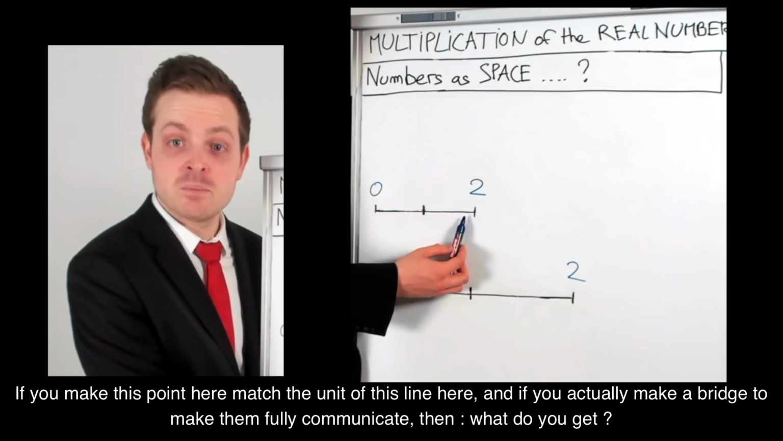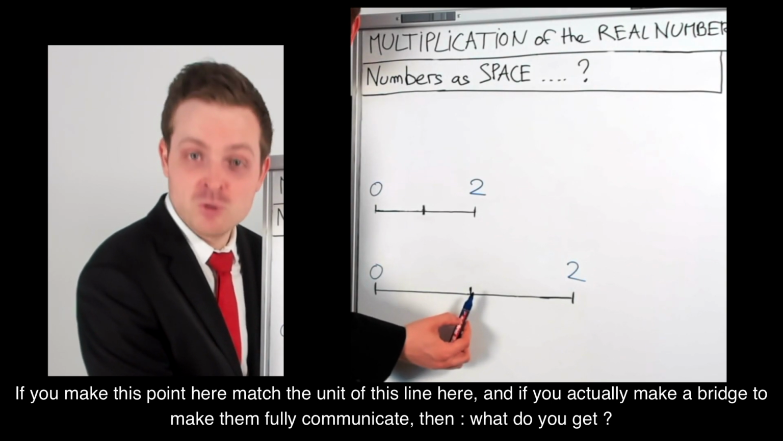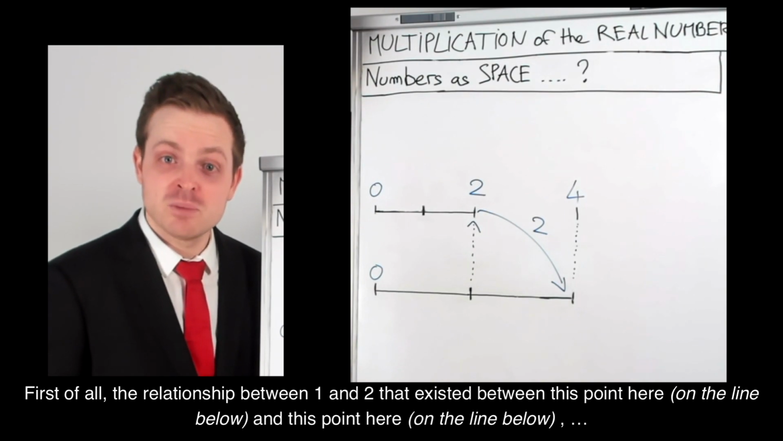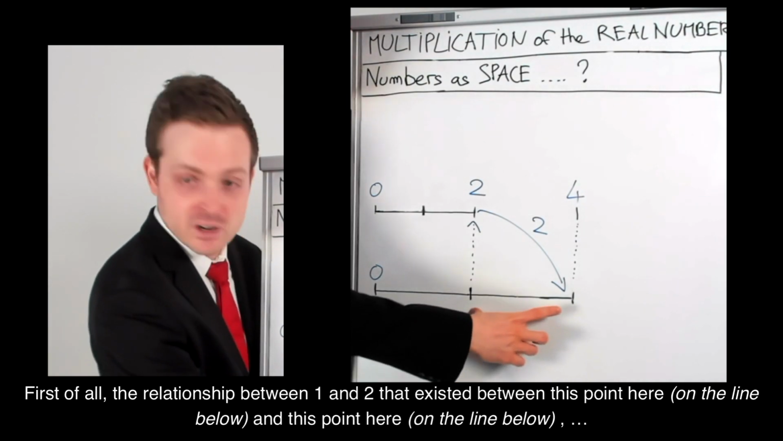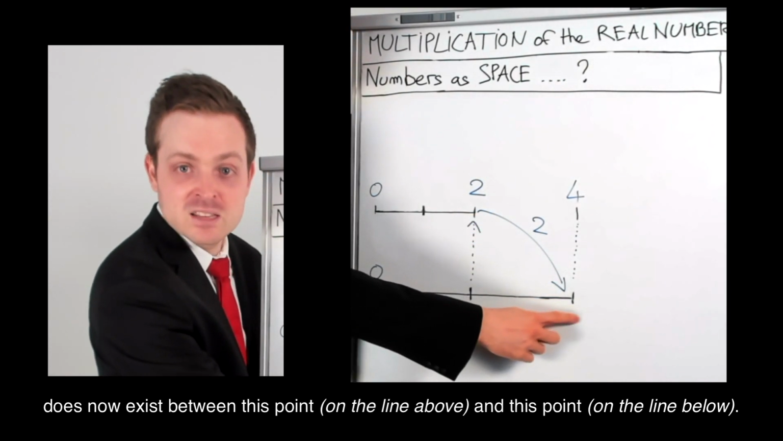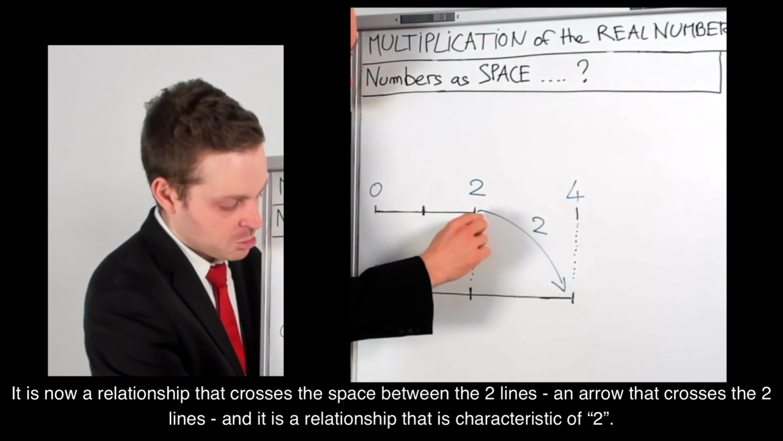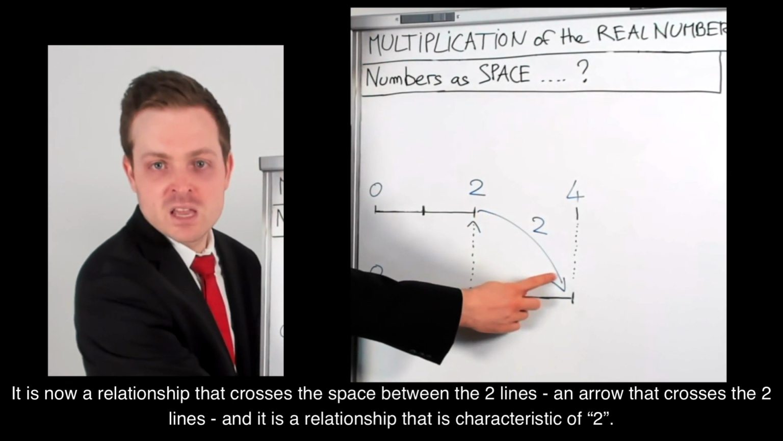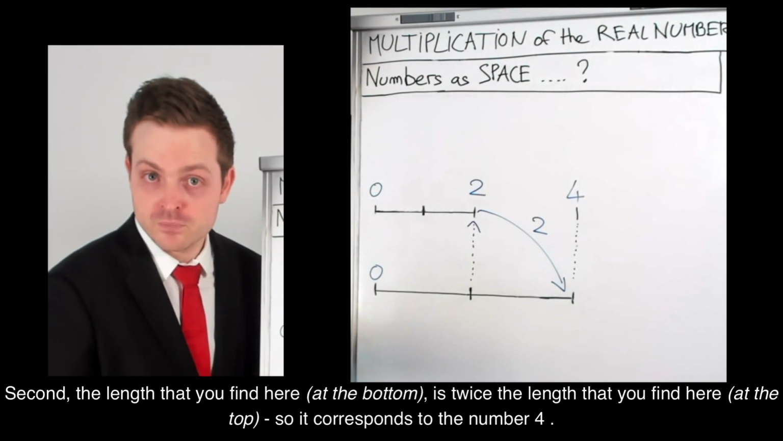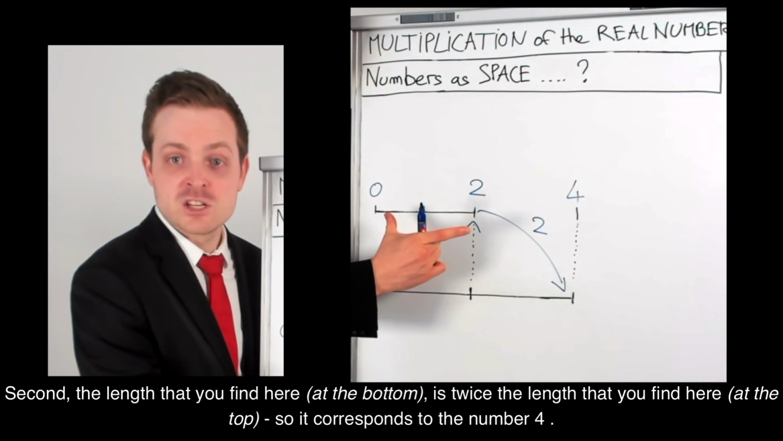If you make this point here match the unit of this line here, and if you actually make a bridge to make them fully communicate, then what do you get? First of all, the relationship between 1 and 2 that existed between this point here and this point here does now exist between this point and this point. It is now a relationship that crosses the space between the two lines, and so it's a bit of a different relationship, an arrow that crosses the two lines, and it is a relationship that is characteristic of the number 2. Second, the length that you find here is twice the length that you find here, and so it corresponds to the number 4.